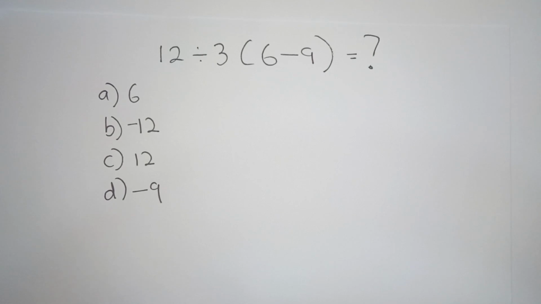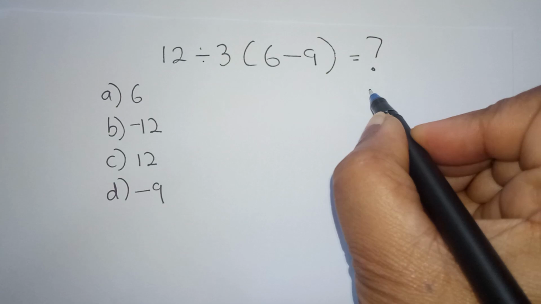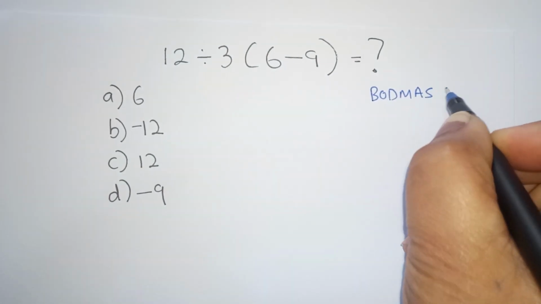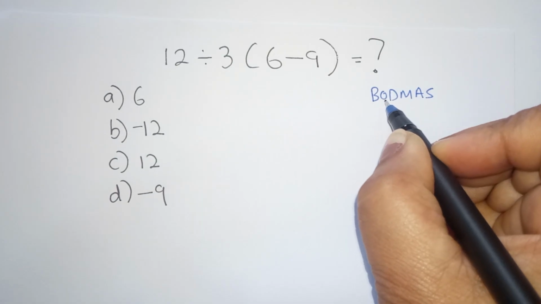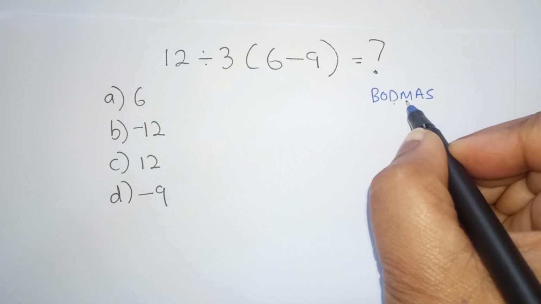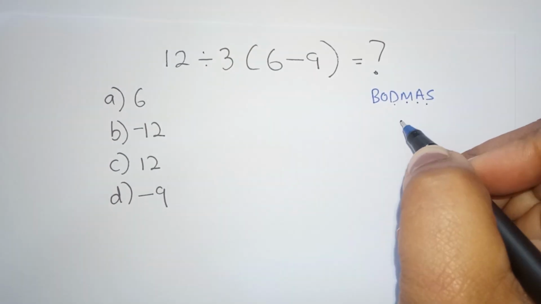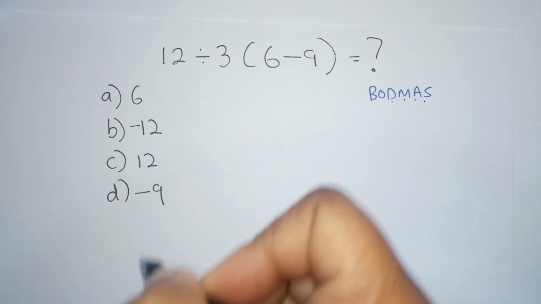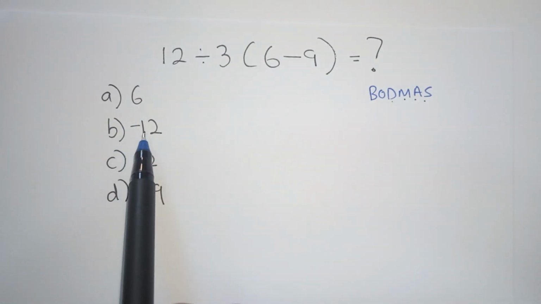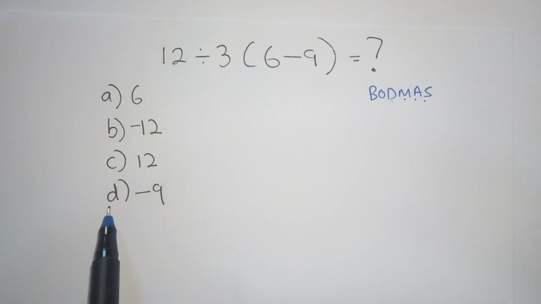Hi everyone, 12 divided by 3 into bracket 6 minus 9. So this is an operational problem. We'll use BODMAS. We know since this is brackets, if there is any of, we have division and then multiplication, addition and subtraction. So here we have answers A 6, B minus 12, C 12 and D 9.